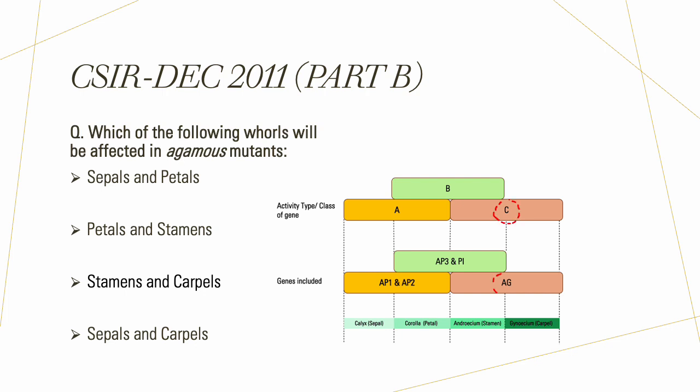And if C class genes are mutated, they are asking which whorls will be affected, right? These C class genes are basically involved in the whorls that we have, the carpel and the stamen. Therefore, the correct answer would be stamen and carpels, right? So that's quite clear. Agamous belongs to class C, and if anything happens to agamous, it's a class C mutation, and problems can happen with stamen and carpel both.